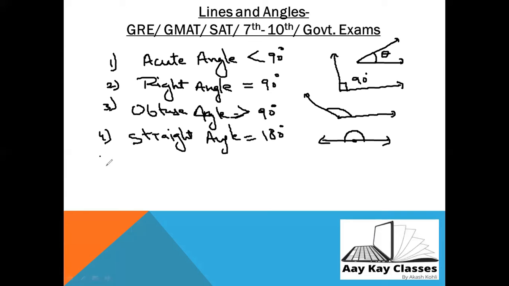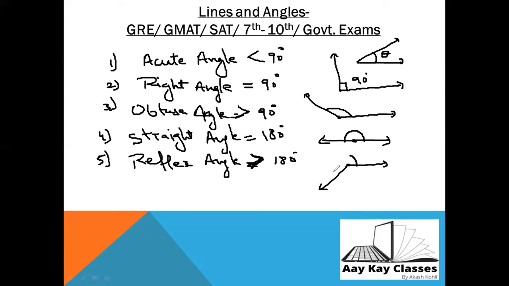The fifth one, after the straight angle, is the reflex angle. A reflex angle is greater than 180 degrees, which is like this. All right, and the last one is the complete angle, which is equal to 360 degrees.